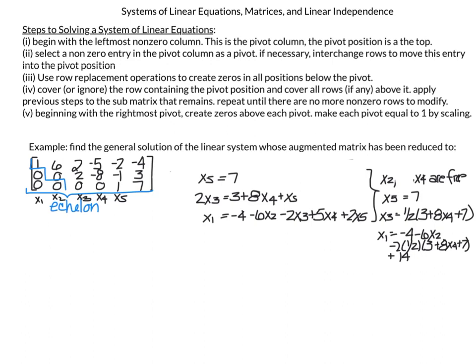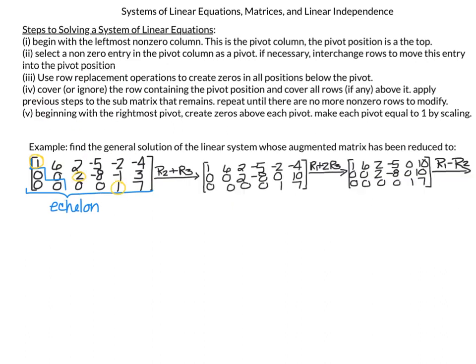And then x1 is equal to minus 4 minus 6x2 minus 2 times x3, which I plug in here, what I've already solved for in terms of x4, and then I get 2 times x5, which is 14. So now I can solve x1 in terms of our free variables. So this would be the solution. Again, this is working with the echelon form, but since we're also talking about reduced echelon form, I'll go ahead and reduce this to reduced echelon form as well.